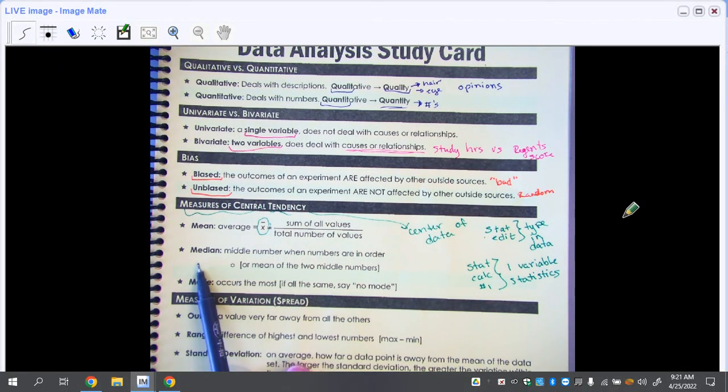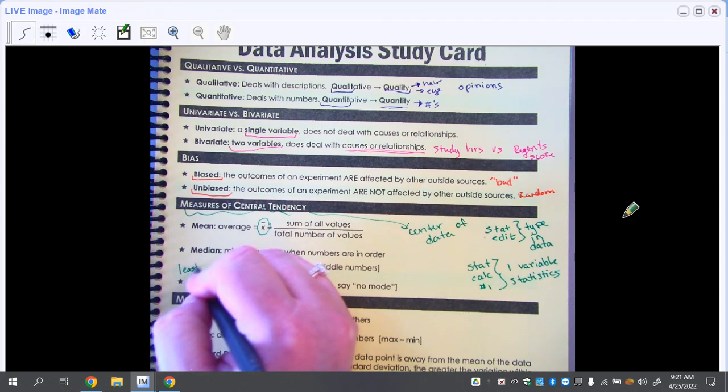So what we'll find in there is we'll find things like your average, so your mean. You'll find your median, which is the middle when numbers are put in the correct order, which would be least to greatest. So we always have to organize them least to greatest.